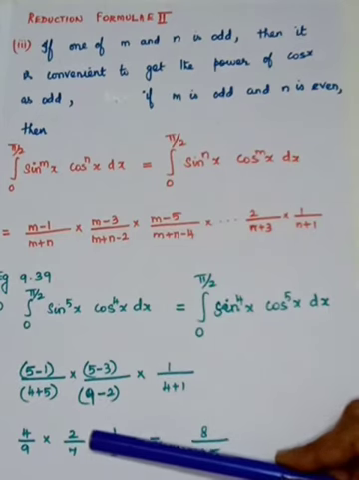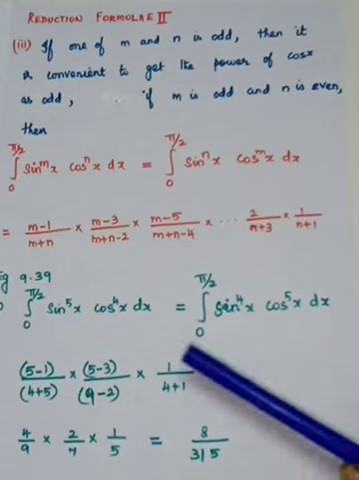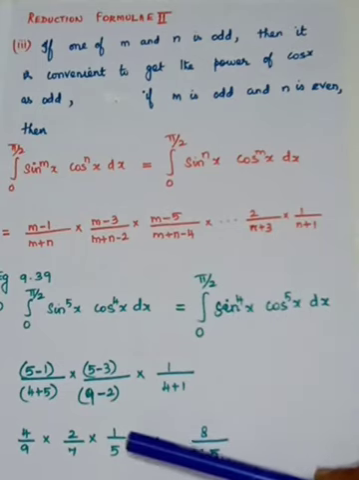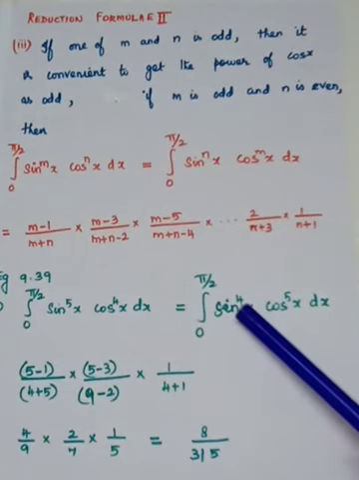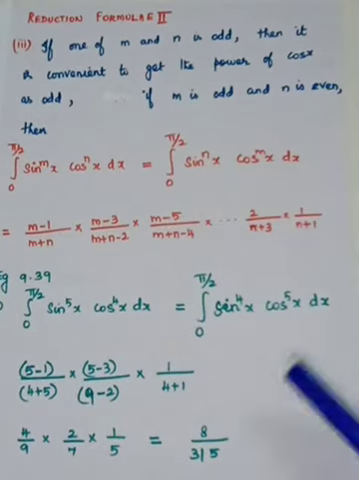You stop up to this. Then what you have to write? Into 1 by the power of sin x plus 1. So it is 1 divided by the power of sin x, what is it? 4. 4 plus 1 is 5. So this will be the answer.